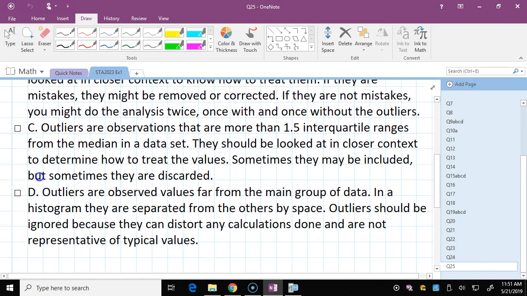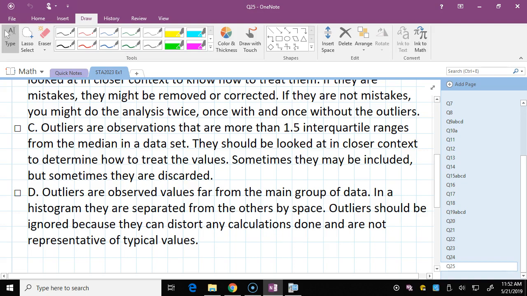C, outliers are observations that are more than 1.5 interquartile ranges from the median in a data set. They should be looked at in closer context to determine how to treat the values. Sometimes they may be included, but sometimes they are discarded.